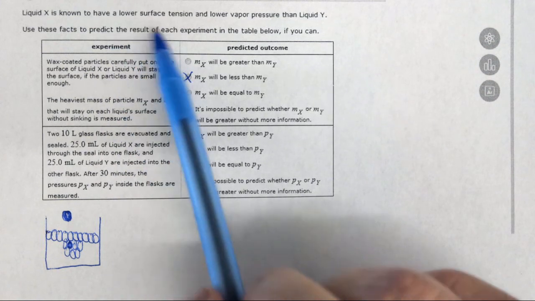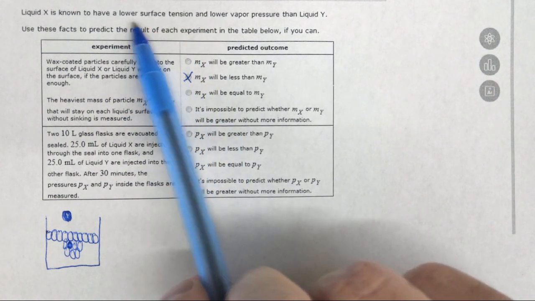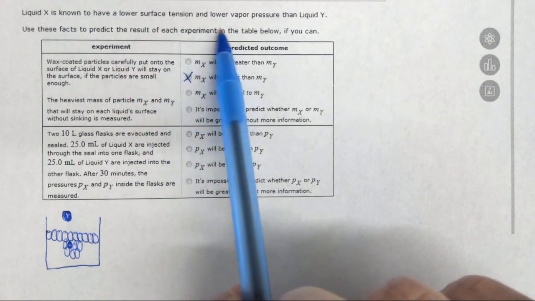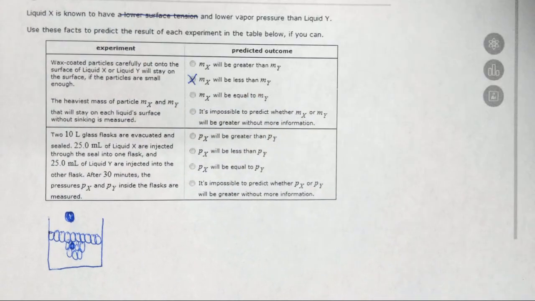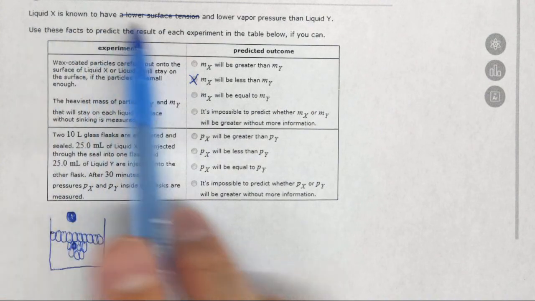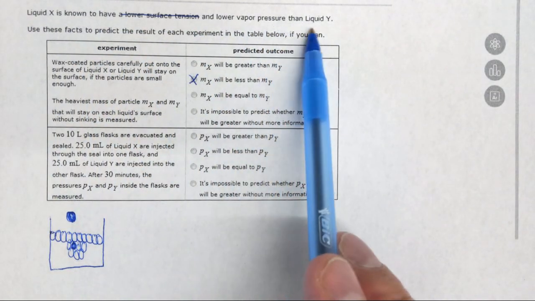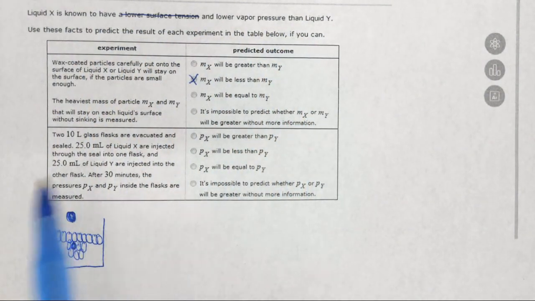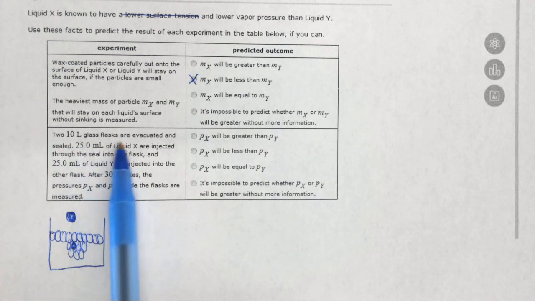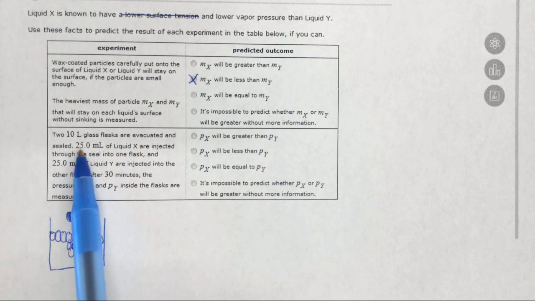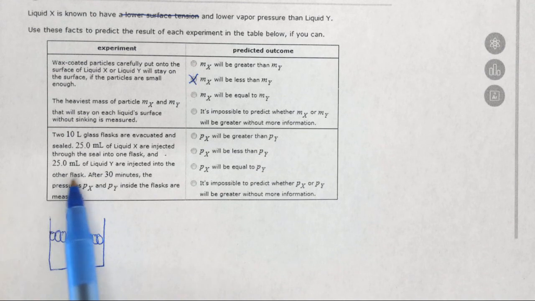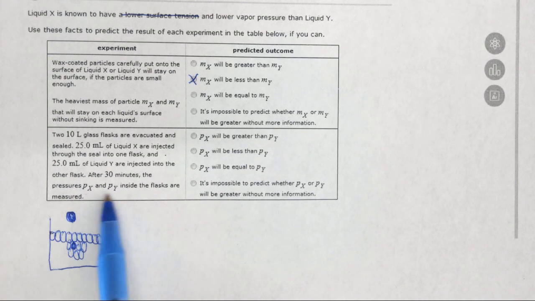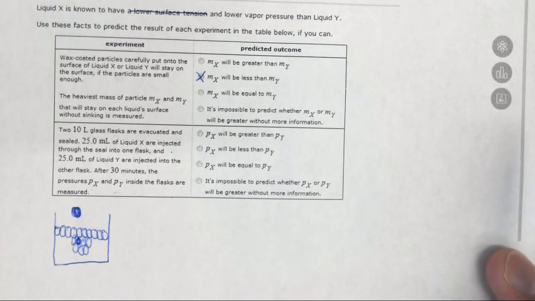And the second one, we have to consider it completely independently because it's not typical for something to have both a lower surface tension and a lower vapor pressure. So for the second one, let's get rid of this, and let's consider that liquid X has a lower vapor pressure than liquid Y. Two 10-liter glass flasks are evacuated and sealed. 25 milliliters of liquid X are injected through the seal into one flask, and 25 milliliters of liquid Y are injected into the other flask. After 30 minutes, the pressure of X and the pressure of Y are measured.